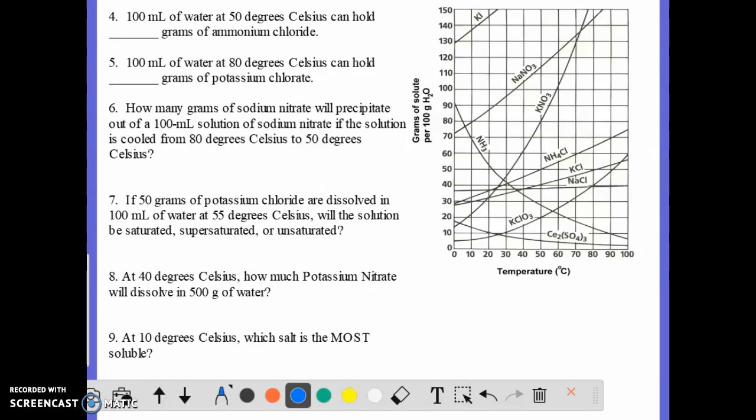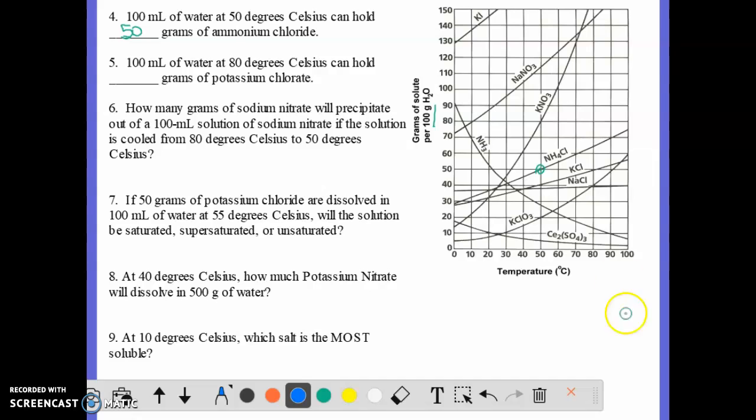We've got 100 milliliters of water at 50 degrees Celsius can hold how many grams of ammonium chloride? Okay, so we're still going off of our actual graph. It's 100 grams. So we're finding 50 degrees Celsius with ammonium chloride. Ammonium chloride is NH4Cl at 50 degrees. NH4Cl is right there, and that looks like it's right on the dot of 50 grams. So that's our answer.